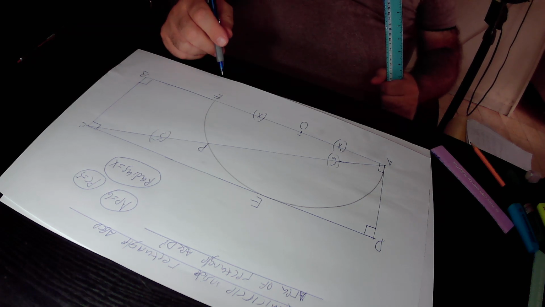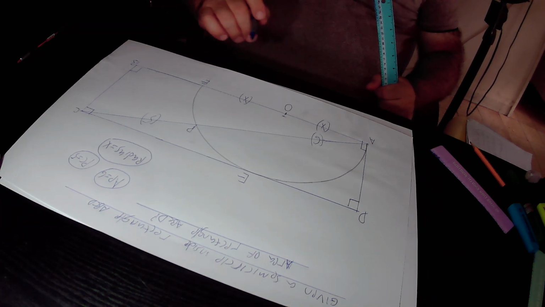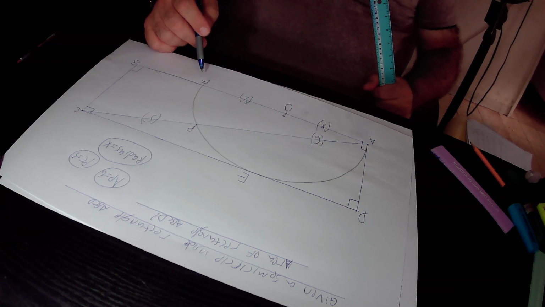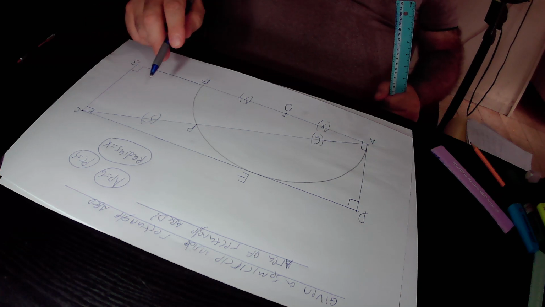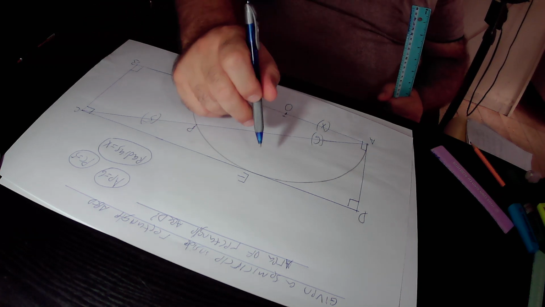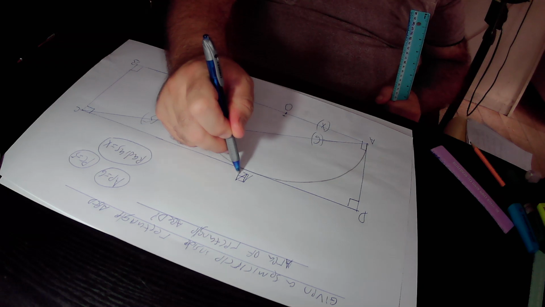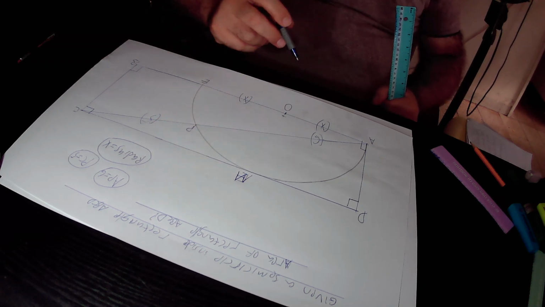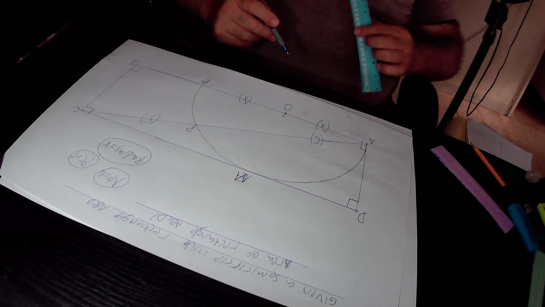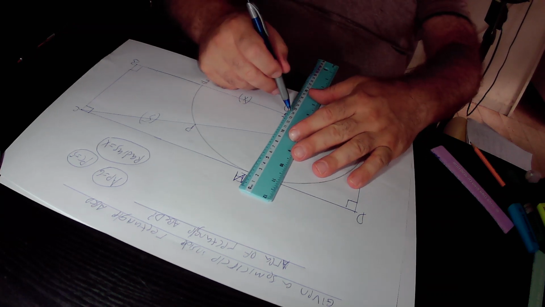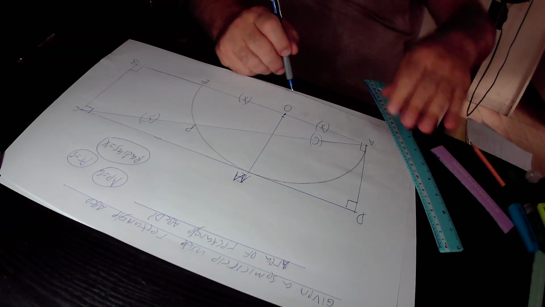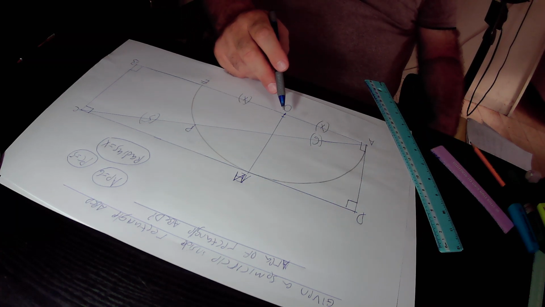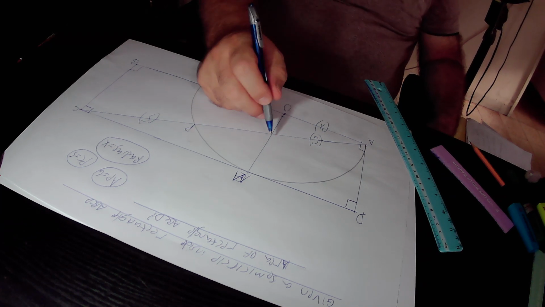Actually, we define the point of tangency of tangent DC with this semicircle. This point is point M. And we join points O and M together by a straight line. Point O is the center of this semicircle. Point M is a point on the semicircle itself. Therefore, OM is the radius of this semicircle, equal to x.